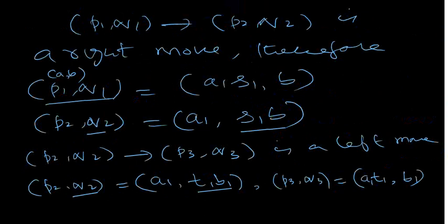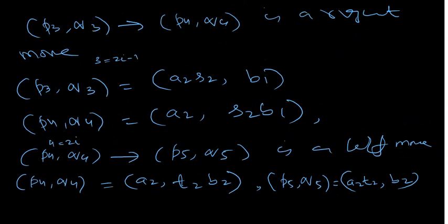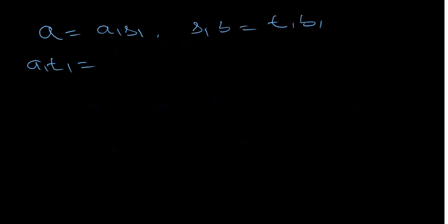Now I want to see A1T1. What's A1T1? A1T1 is here P3. And what's this P3? The other value of P3 is A2S2. So that means A1T1 is A2S2. And similarly, you can see this S2B1 will be equal to T2B2. You can see this all.